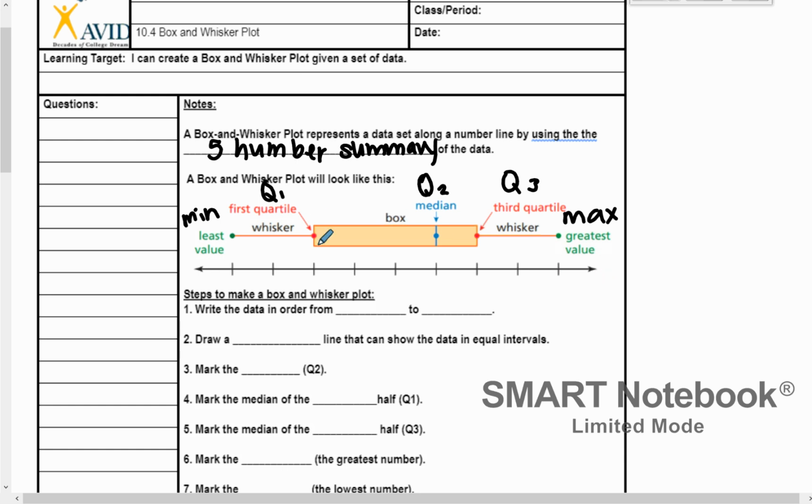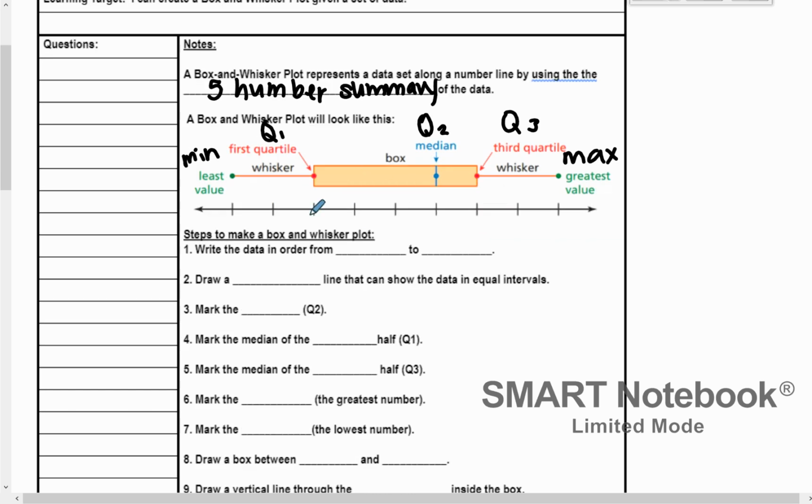It's called a box and whisker plot because, as you can see, there's a box, and that represents our quartiles, and then going out to our max and out to our min are like those little whiskers. Okay, so let's learn the steps on how to make one. First, we're always going to write that data in order from least to greatest, if it's not already.